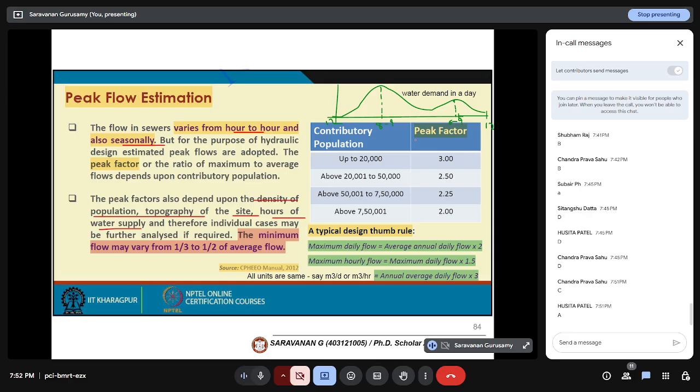If it is 200 LPCD also, I have to multiply with the peak factor. It's not based on how much wastewater is generated. It's based on how many people are generating it. It's based on the topography. It's based on the time. So peak factor depends on density of the population, topography, and hour of supply.